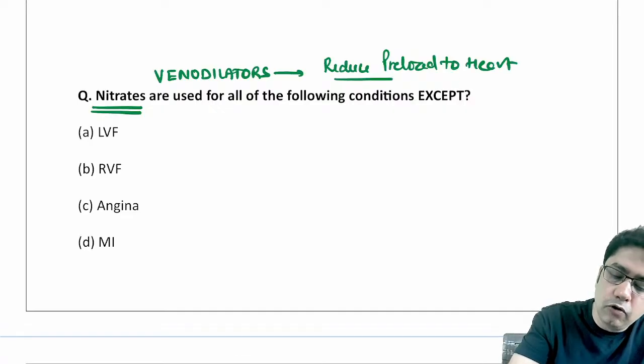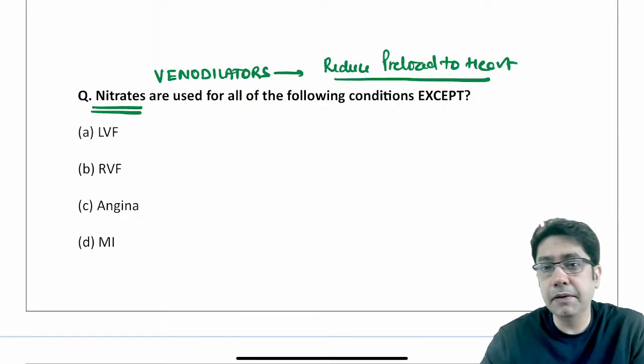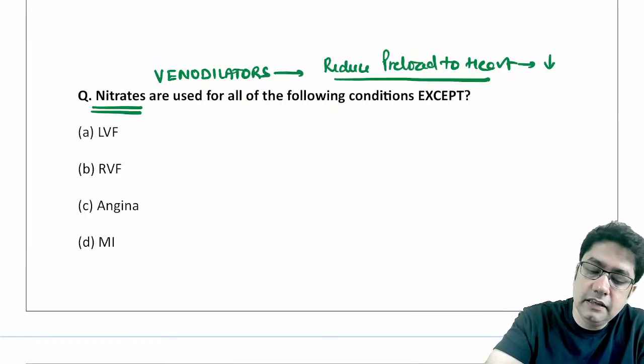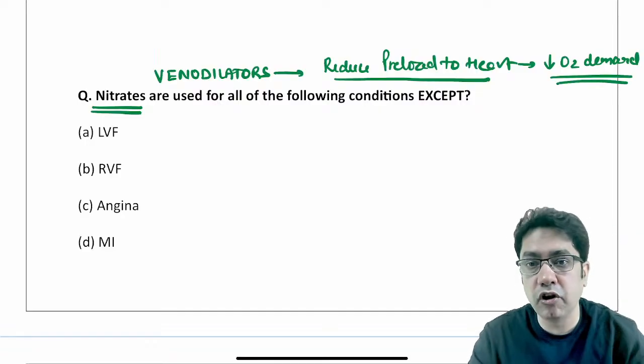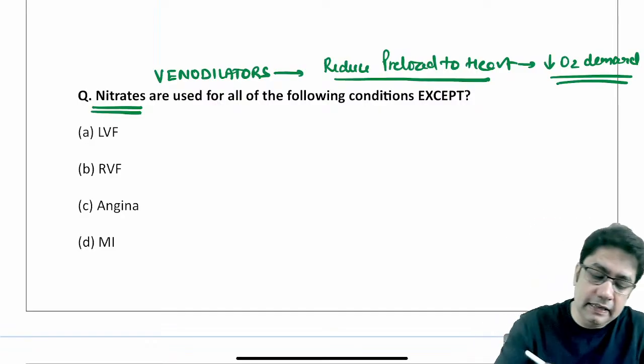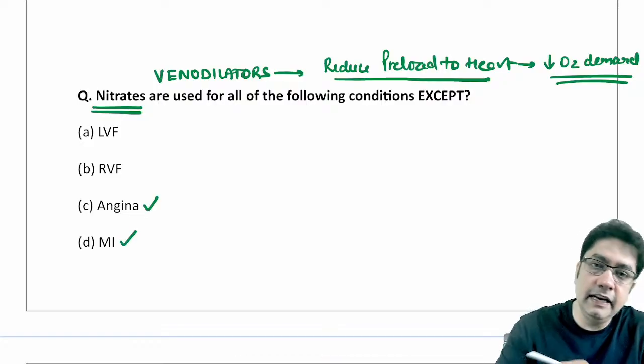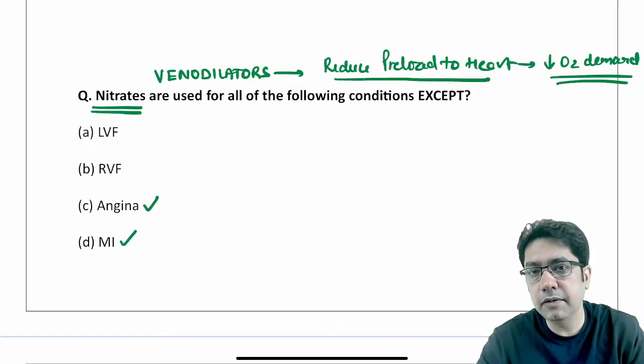They reduce preload to the heart. Can we say that because of this, there will be a decrease in the oxygen demand of the heart, because the heart has to work less, with a smaller amount of blood to pump forward? So that is why nitrates are given in angina and MI. They are the mainstay of treatment.